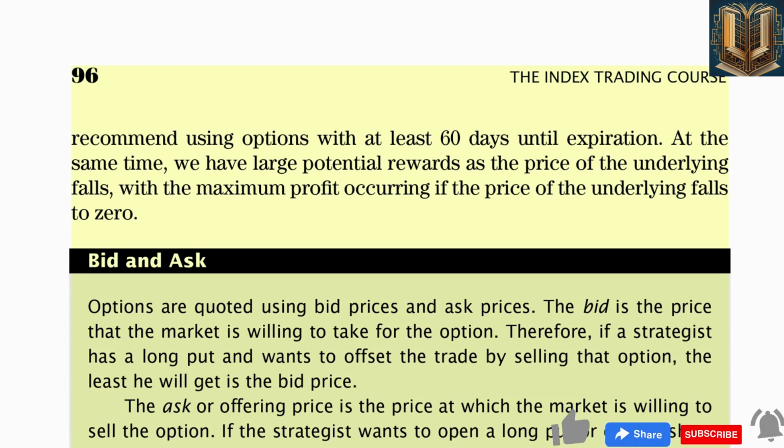The protective put. One of the more basic combination stock and option strategies is the protective put. It is widely used and easy to understand. As the name suggests, the protective put is designed to protect a long position.